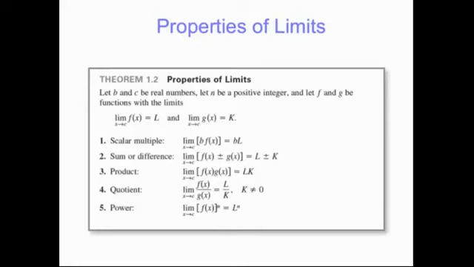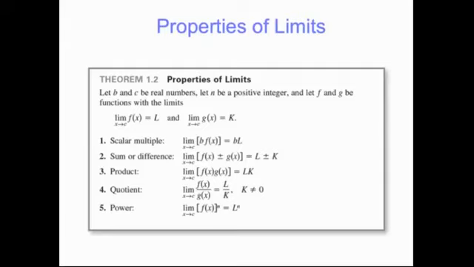Now let's look at some properties of limits. Theorem 1.2 says to let b and c be real numbers, let n be a positive integer, and let f and g be functions with the limits: the limit as x approaches c of f of x equals L, and the limit as x approaches c of g of x equals K. Then we have 5 different properties that fall under Theorem 1.2.